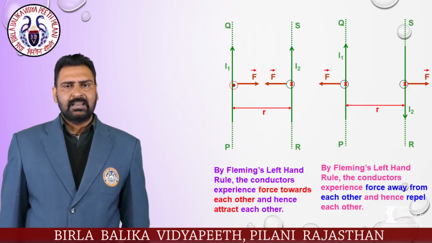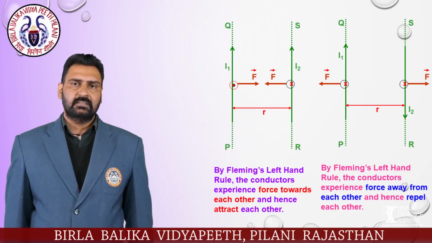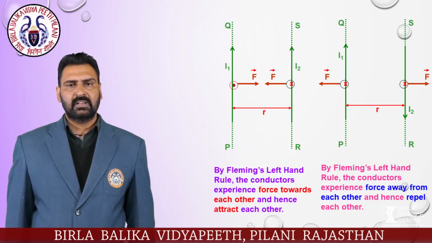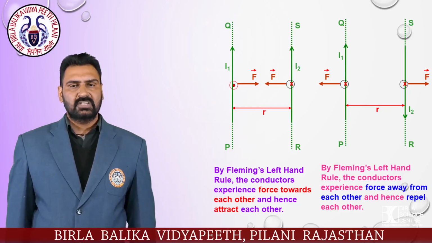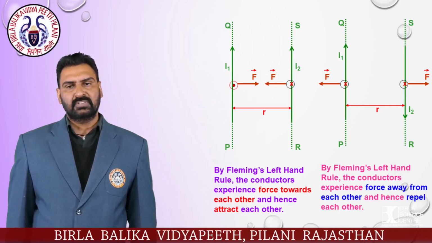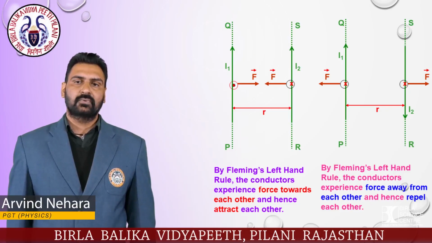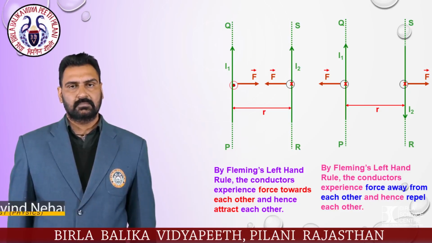Now, by Fleming's left hand rule, if we see these two figures, if current is in the same direction in the first figure, then the conductors experience force towards each other and hence attract each other. And in the second figure, in both the wires, the current is in the opposite direction. So by Fleming's left hand rule, the conductors experience force away from each other and hence repel each other.